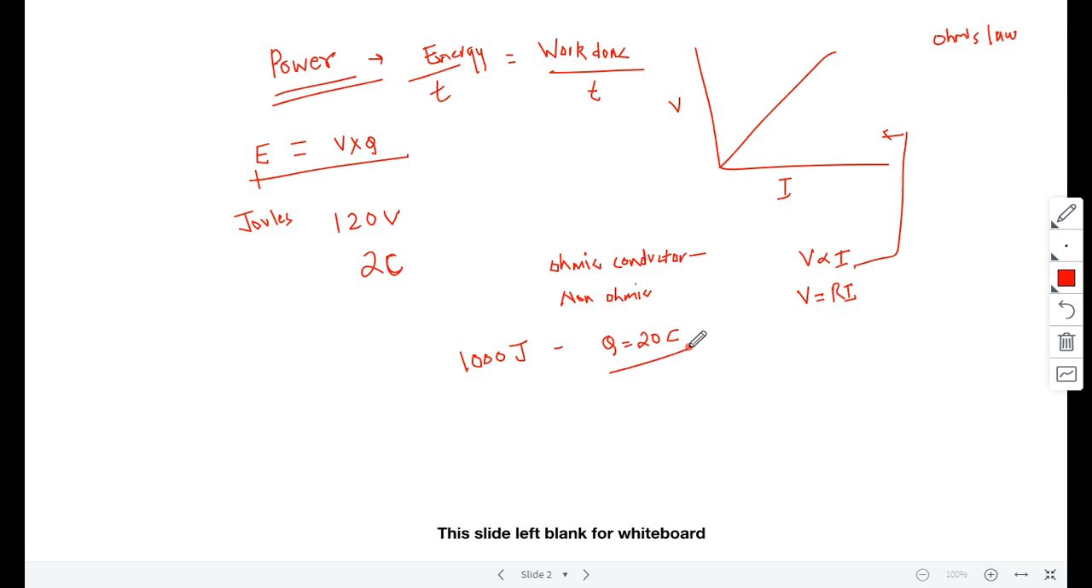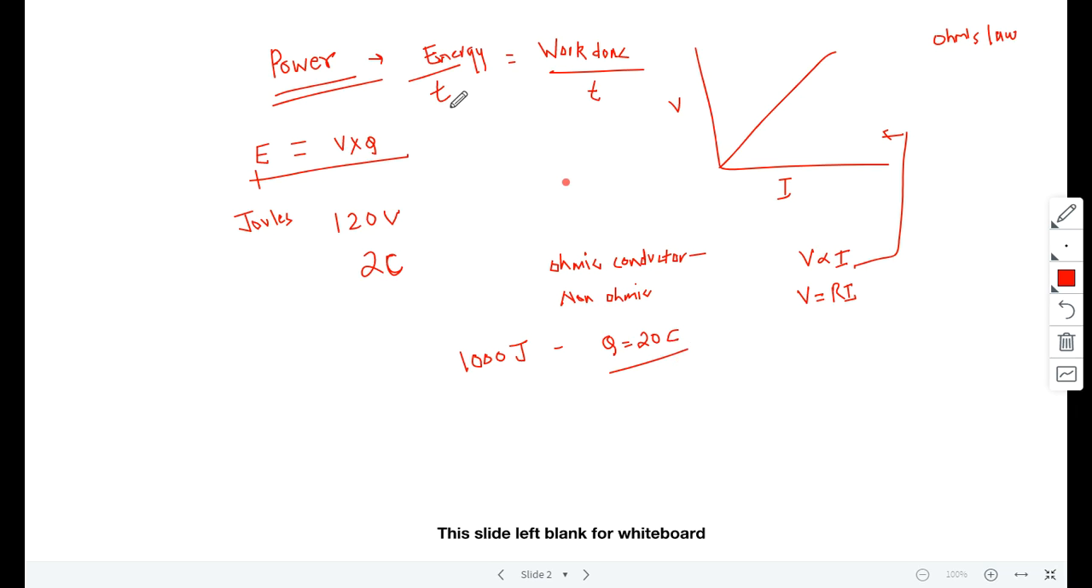Would the voltage be 5? And how is it 5? No, not 5. It's 50. Yes, that's correct. And what's the unit? 50 volts. That's correct.